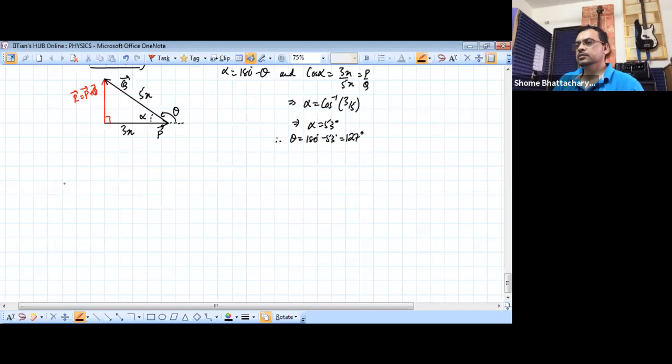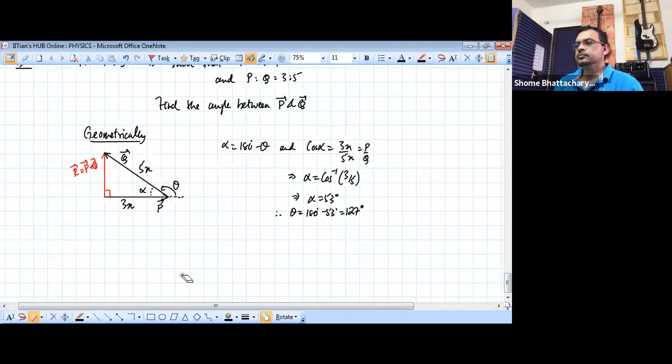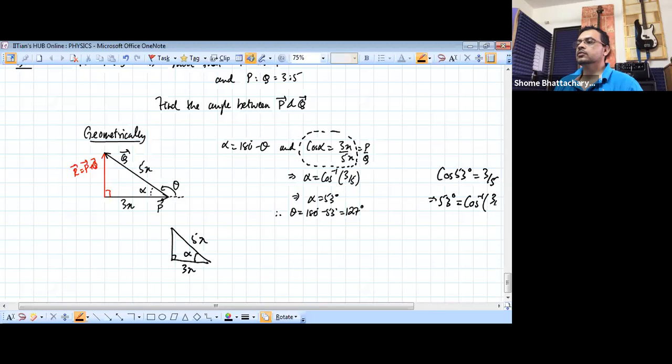So if you do this by component method, the last step here, cos alpha: I got this triangle, but this is a right angle triangle where this angle I've labeled as alpha and this side is 3x compared to this side which is 5x. So cos alpha, that's why, is 3 by 5. So you know that cos 53 degrees is 3 by 5. So therefore 53 degrees is what? Cos inverse of 3 by 5. So that's how my alpha is becoming 53 degrees.